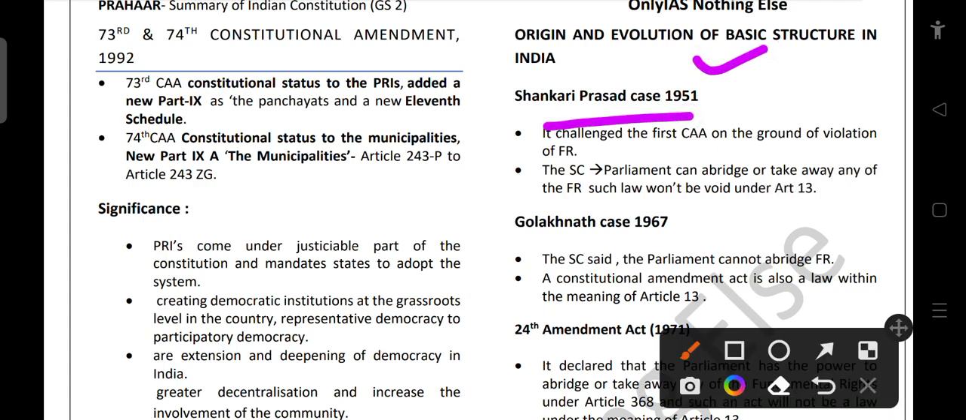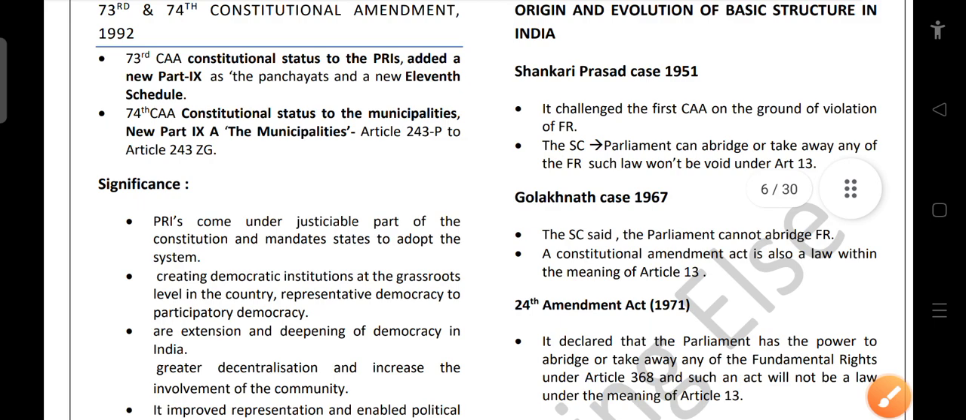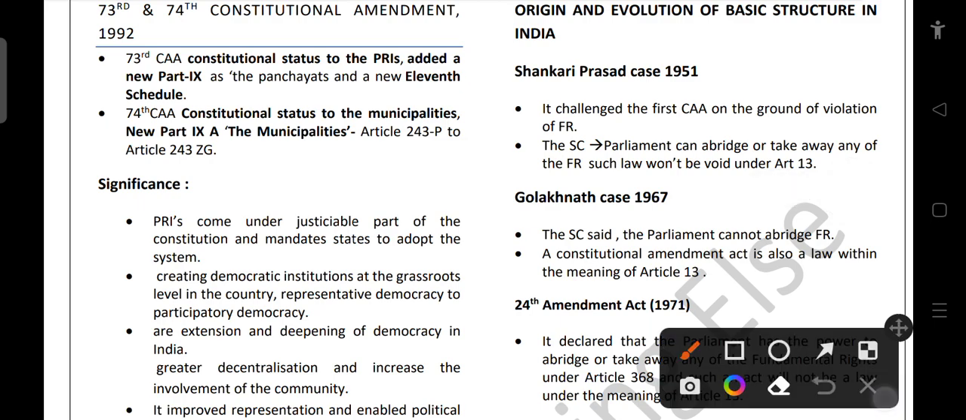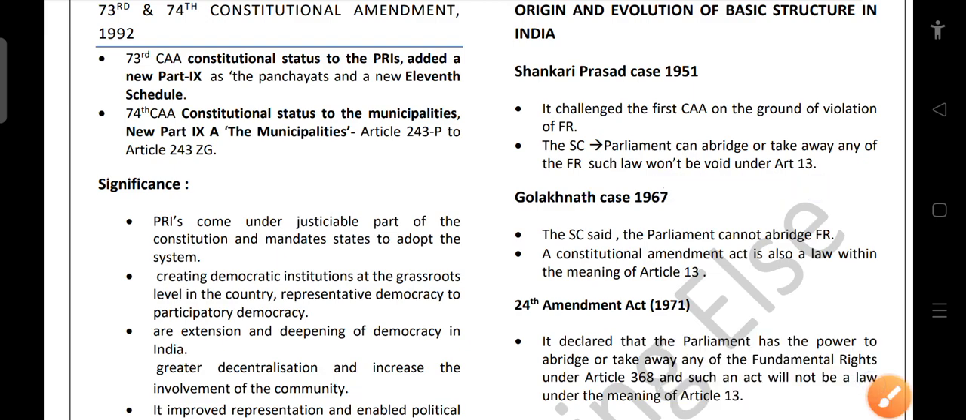First, in the Shankari Prasad case 1951, the first constitutional amendment was challenged on the ground of violation of fundamental rights. The Supreme Court said Parliament can abridge or take away any of the fundamental rights, and such a law won't be void under Article 13. So Parliament can take away any fundamental right and it is not violative.